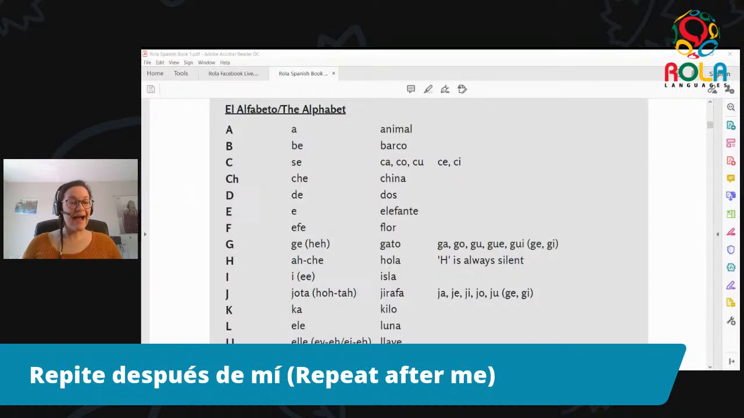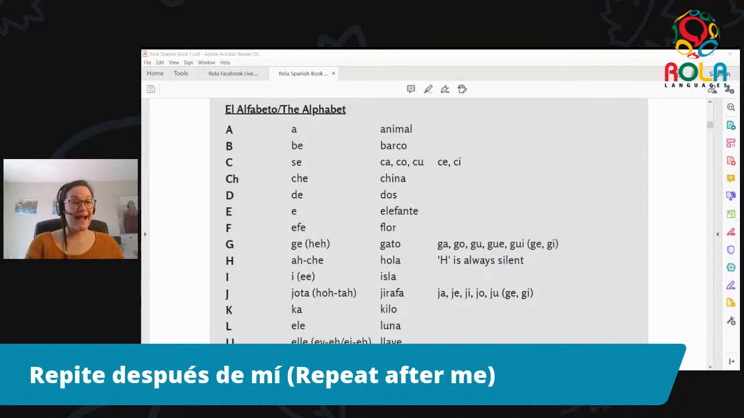So we have ga, go, gu, and ge, gi. Now you notice that in the examples next to it that we can get around this soft sound of the E and I by adding the U in between, and then we can keep the hard G sound. So those five together we see there is ga, go, gu, gue, gui. So there are ways to make the hard sound with those other letters, but those two letters in combination, the G and E or G and I, by themselves will make a soft sound. Next we have the letter, oh sorry, we didn't do the example word for G. It is gato. Gato.